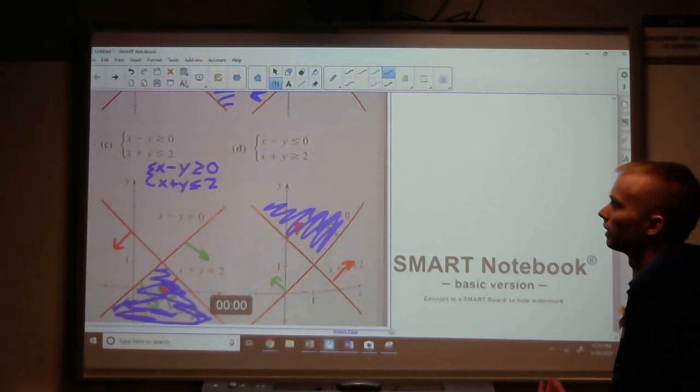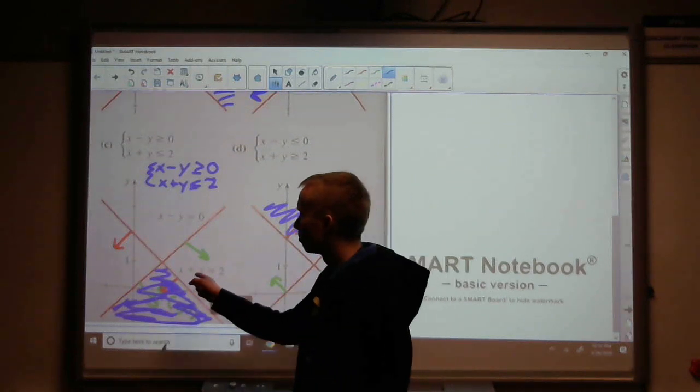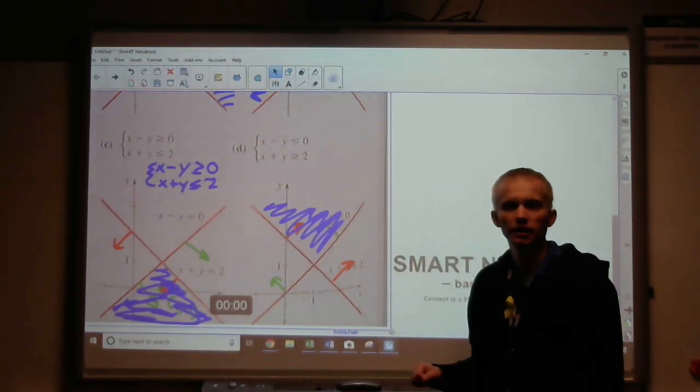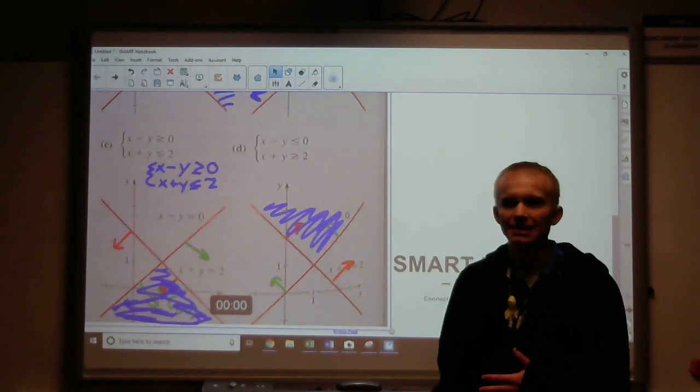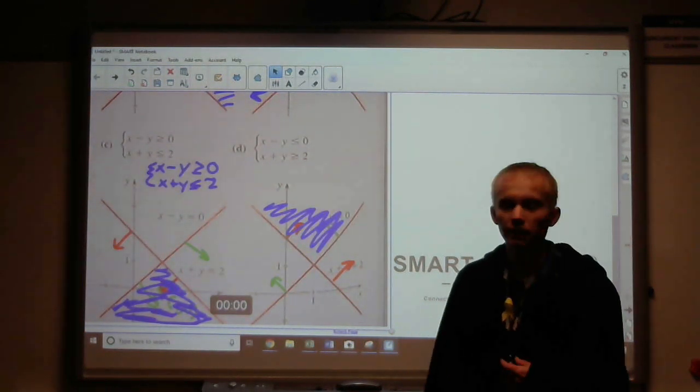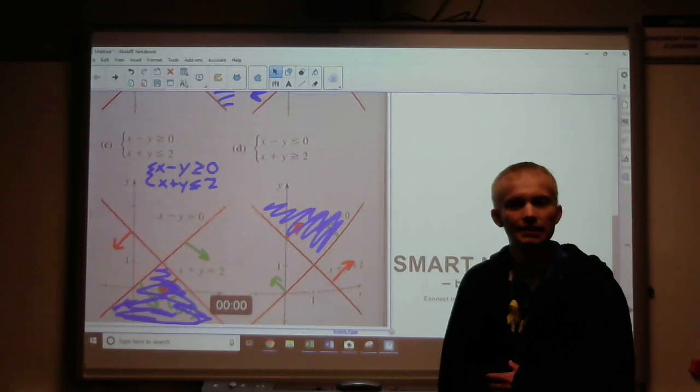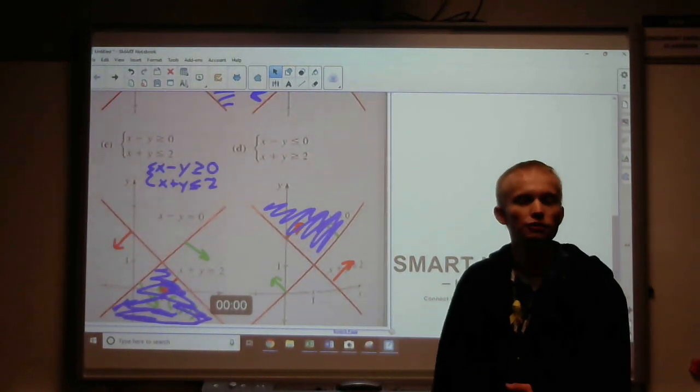Essentially, the tricky thing is you can either plug in points to figure out where the inequalities work, or you can solve for y in them to just look at whether it's a greater than or a less than, to see whether you should be above or below.